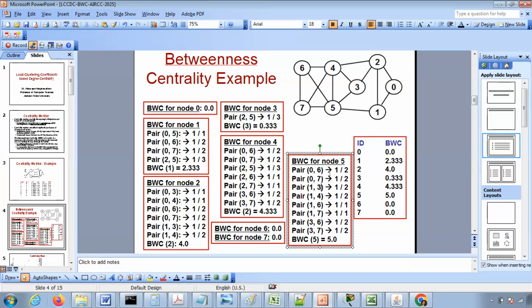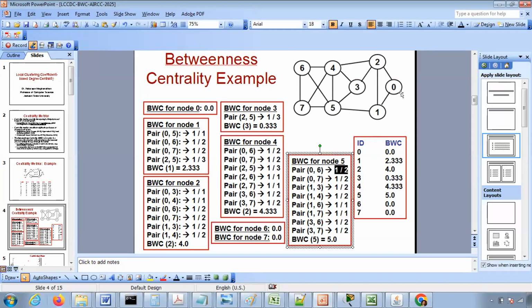What I mean by this 1 over 2 is for the pair 0, 6. If you look at 0, 6 and the node 5, there are two shortest paths between node 0 and 6. One would be 0, 2, 4, 6 of length 3. Another shortest path of length 3 is 0, 1, 5, 6. So out of the two shortest paths between 0 and 6, one of them goes through node 5, that's 0, 1, 5, 6. The other one, 0, 2, 4, 6, does not go through node 5. So this fraction 1 over 2 basically means one of the two shortest paths between nodes 0 and 6 goes through node 5.